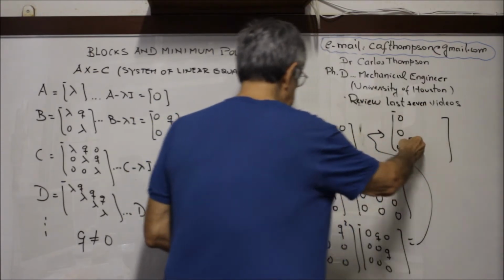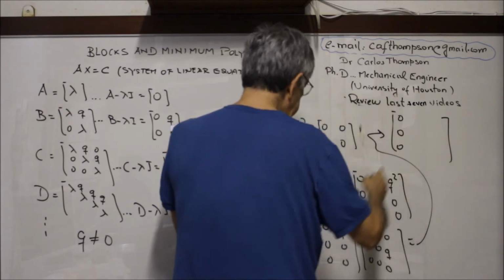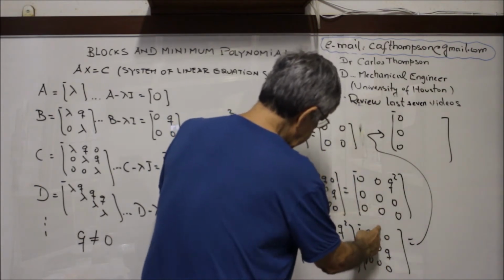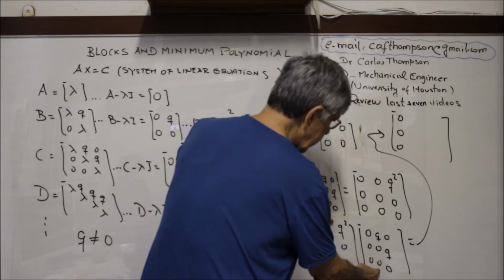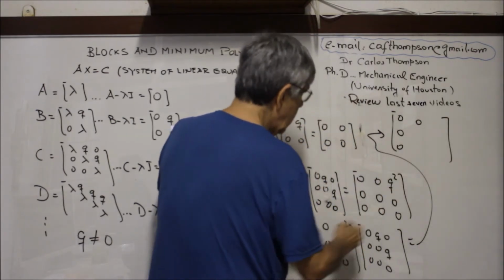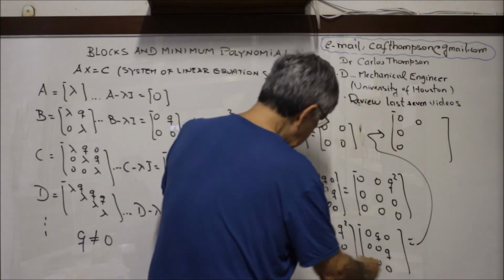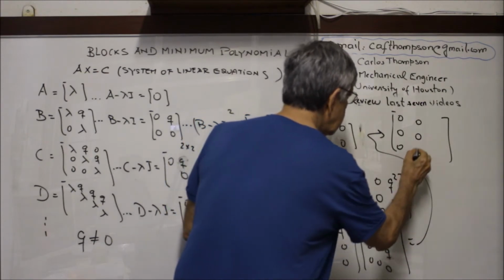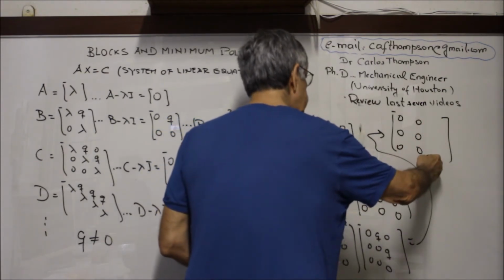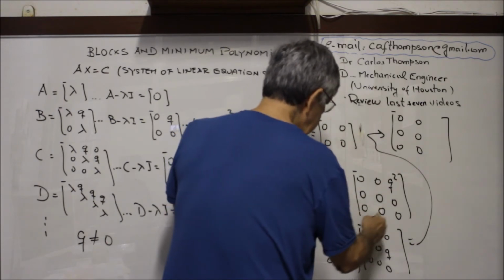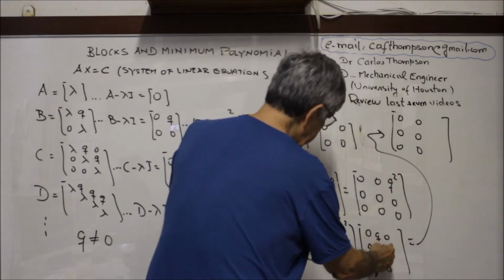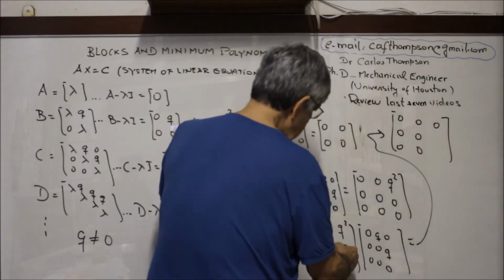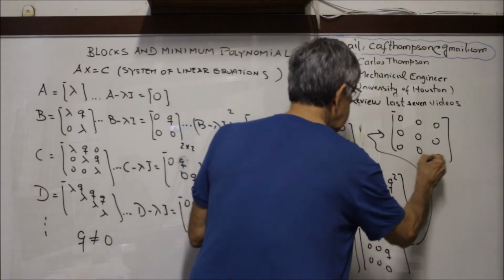Now, this element here is first row, second column. Look, 0 times q plus 0 times 0 plus q squared times 0 is 0. Second row, second column will also be 0. Third row, second column is 0. Now, the third column, first row, third column: 0 times 0 plus 0 times q plus q squared times 0 is 0. Second row, third column is 0 and 0.